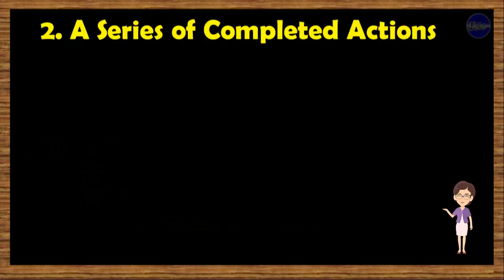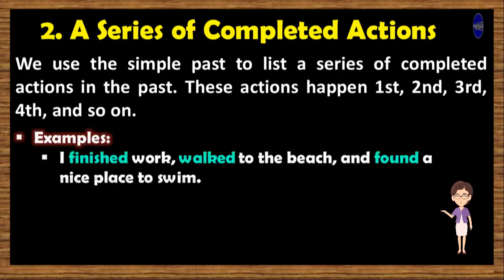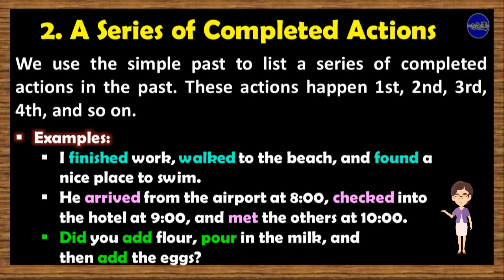Use 2. To talk or indicate a series of completed actions. We use the simple past to list a series of completed actions in the past. These actions happen first, second, third, fourth, and so on. Examples. I finished work, walked to the beach, and found a nice place to swim. He arrived from the airport at 8 o'clock, checked into the hotel at 9 o'clock, and met the others at 10 o'clock. Did you add flour, pour in the milk, and then add the eggs? As you see the colorful words in each sentence, they show the series of activities or actions.